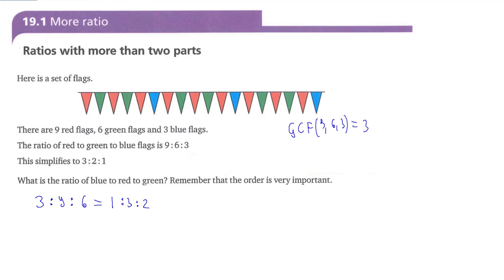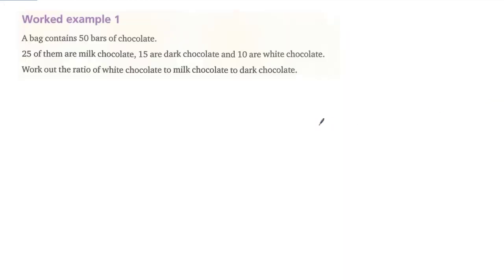Let's move on to another question. A bag contains 50 bars of chocolate. 25 of them are milk chocolate. 15 are dark chocolate. And 10 of them are white chocolate.